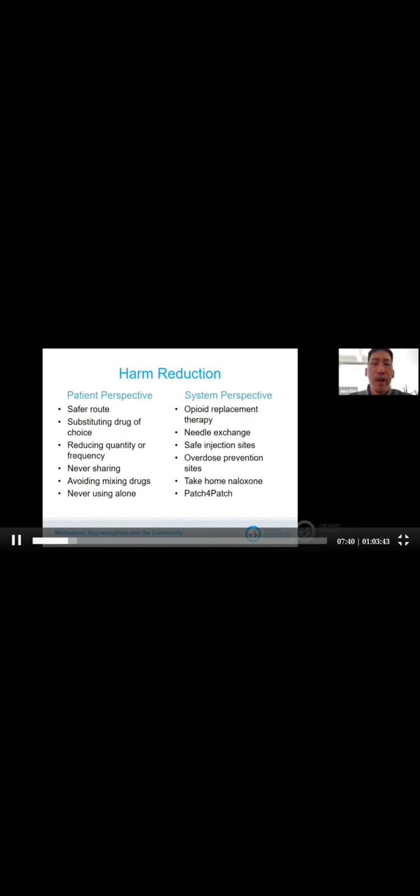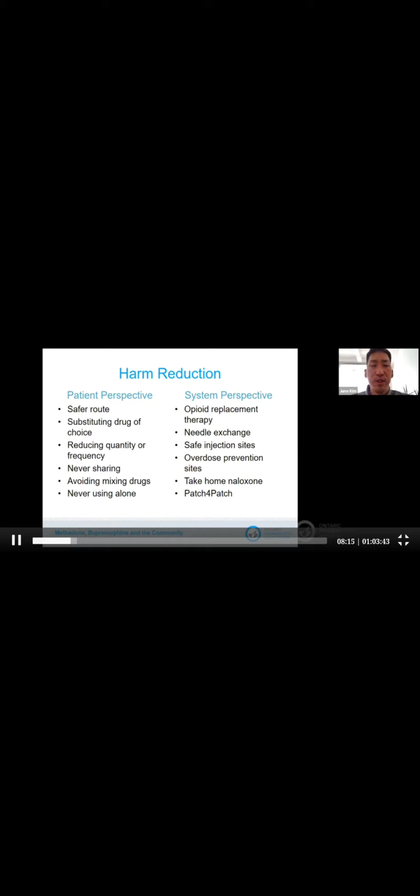So when we're looking at opioid use harm reduction through the patient perspective, there are a number of things that we can recommend for the patient. Number one would be a safer route. An example of that would be if a patient is using IV injection for their opioids, we can offer a safer route of maybe chewing their tablets, or swallowing their tablets ideally. So these are options of harm reduction we can offer to the patient.